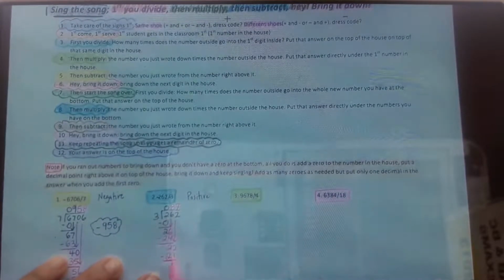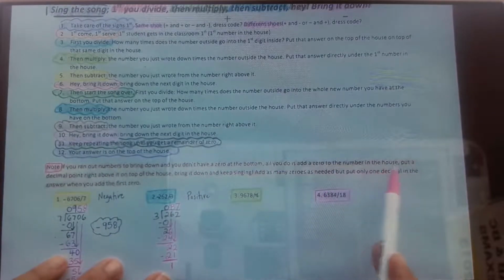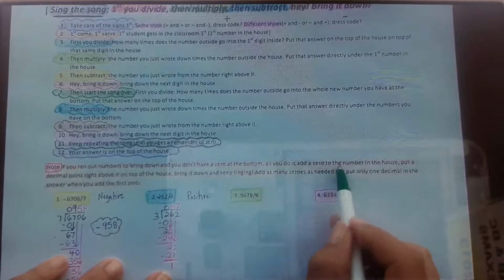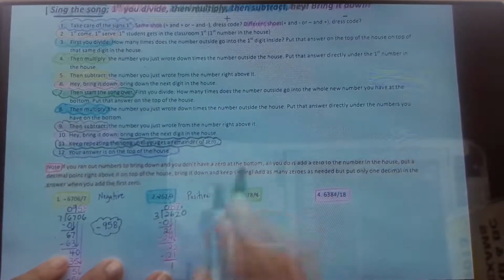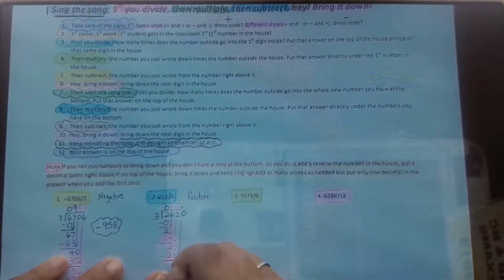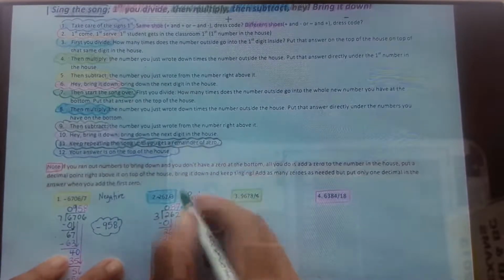Hey, bring it down. Okay, there's no number to bring down. So note, if you run out of numbers to bring down, you don't have a 0 at the bottom. All you do is add a 0 to the number in the house, put a decimal point right above it on top of the house, and bring it down and keep singing. Add as many zeros as you need to. Only one decimal in the answer when you add your first 0. So we brought a 0 down, then you start again, sing my song.